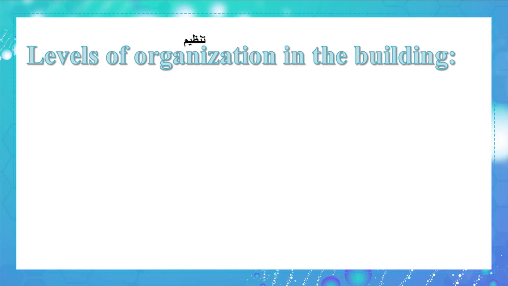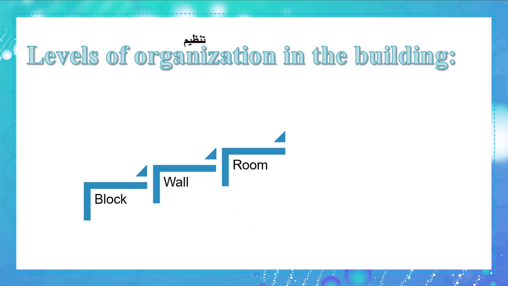So the levels of organization in the building starts from the block, which is the lowest level of organization. A group of similar blocks will give us a wall. A group of walls will give us a room. Many rooms will form a floor. Many floors will finally give us a building, which is the highest level of organization.